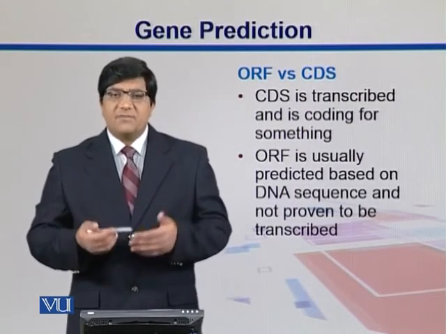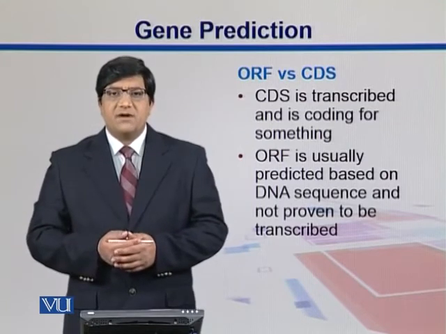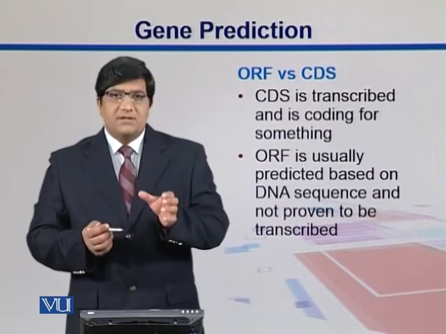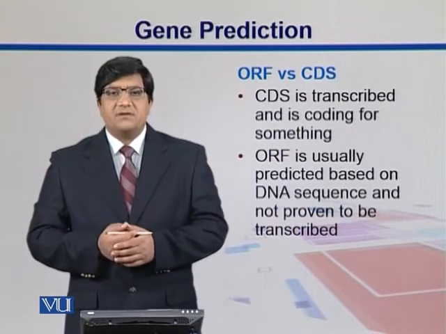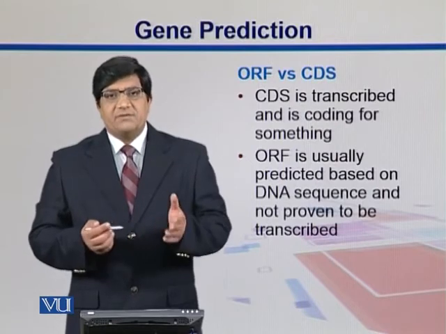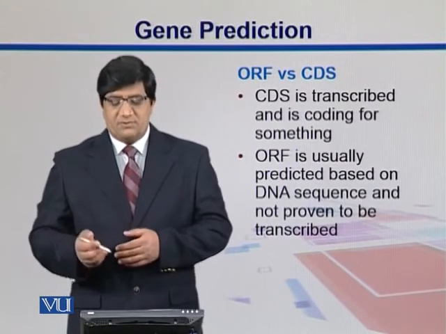So all ORFs may not be coding. You get those ORFs, open reading frames, by simply designing an algorithm where you ask your program to look for an ATG, some in-between sequence, and stop codons.